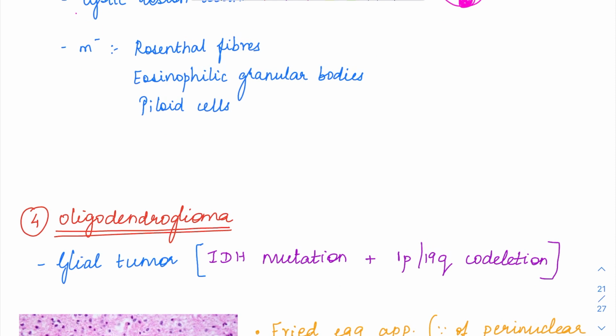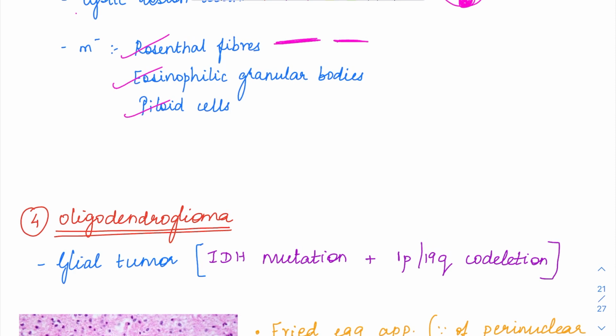Microscopically, you can see piloid cells. As the name suggests, piloid means there are going to be some hair-like processes. So the cells will appear loose with piloid processes. Along with that, you can also see Rosenthal fibers, which are some pinkish material like this. So pinkish fiber-like material will be present.